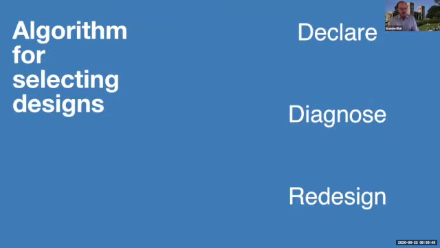Now we're ready to put together this language for research designs into an algorithm for selecting designs. That algorithm is going to be in 3 parts. I just introduced a language for declaring a design, that's step 1. Step 2 is diagnosing the design, that's assessing the properties of that design. And step 3 is redesign. If we don't like the properties of the design, we're going to redesign it. So now I'm going to introduce the next 2 steps, starting with diagnosing.